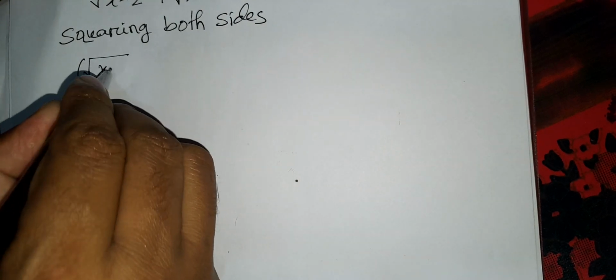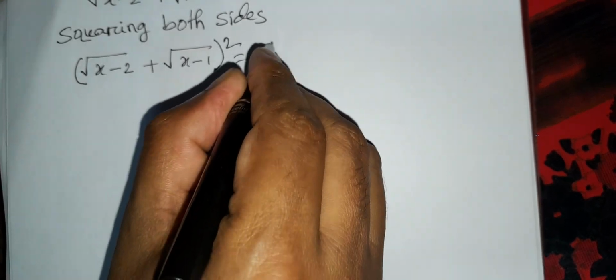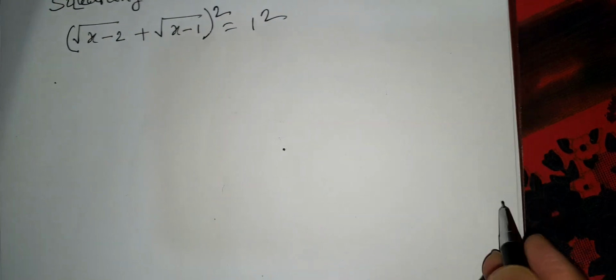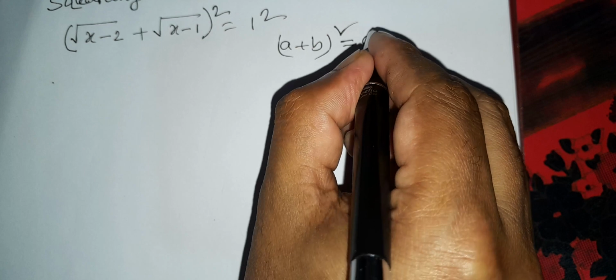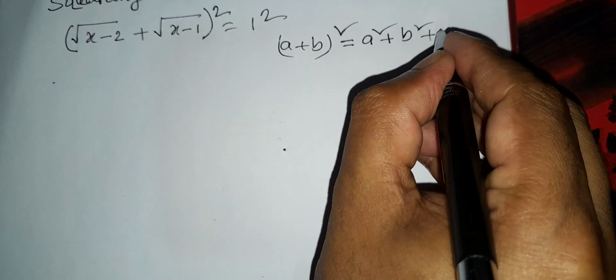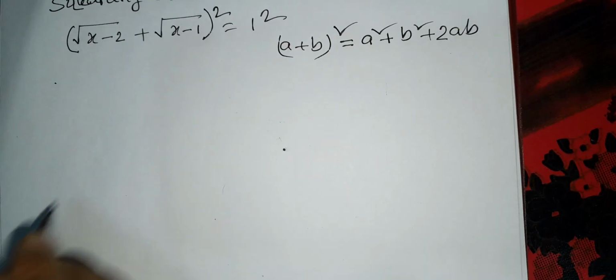Here we can write x minus 2 plus root over x minus 1 equal to 1 square. We use here the formula (a plus b) all square equal to a square plus b square plus 2ab.